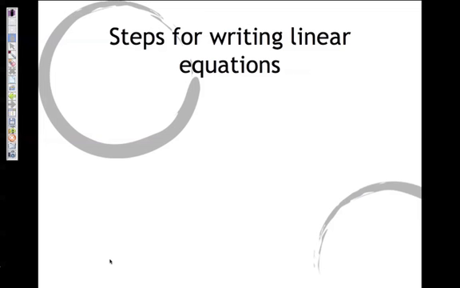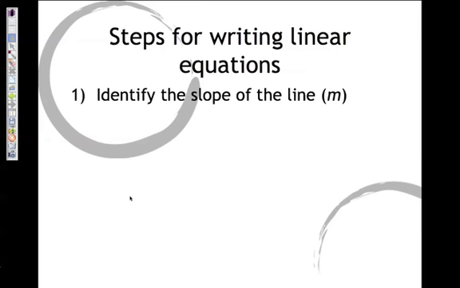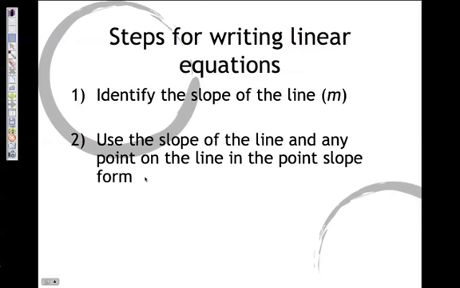So the steps for writing a linear equation are always basically the same. Our first step, of course, is going to be to identify the slope. Sometimes to identify the slope, we're going to have to find it by using the slope formula, but in this case, it's going to be given to us. Then we have to use the slope of the line and any point on the line to write the equation in point slope form.